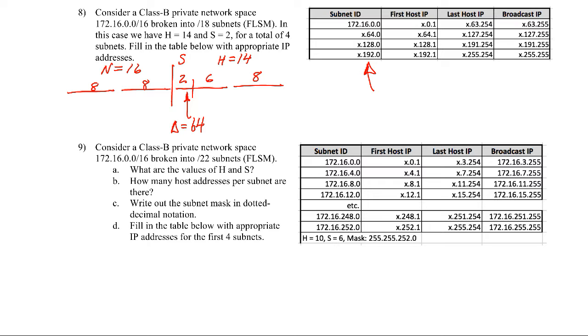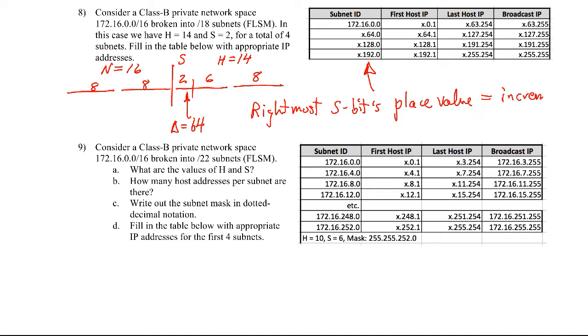And here I use the general rule that the rightmost S bit place value is equal to the increment. And the byte where that occurs is the byte at which that increment happens. So this is an increment which is occurring in the 3rd byte over, the 3rd octet. That's why we have the deltas occurring there. Okay, hope that helps. Let me go ahead and do the next one, which is very similar.